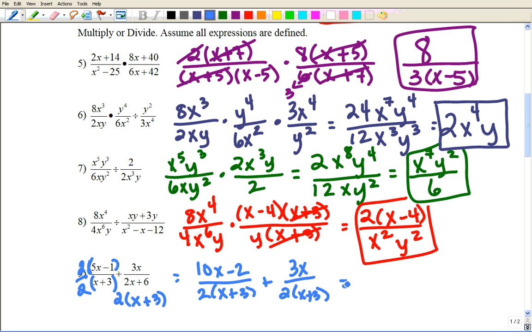And now I can add my numerators together. So 10x plus 3x is 13x, and then we have minus 2 over, still there's the 2 times the x plus 3.